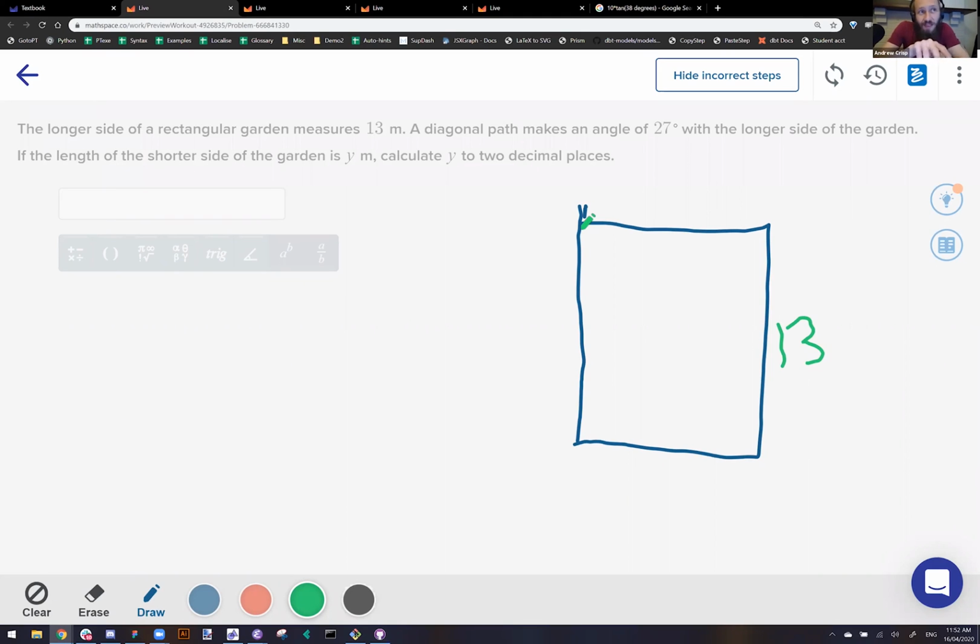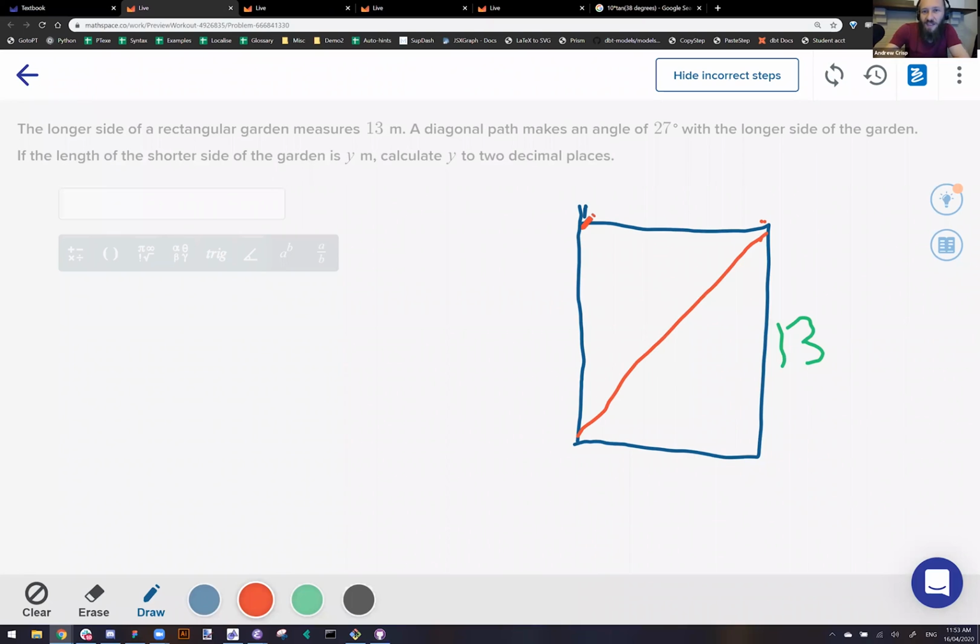Now you might think that sounds ridiculous, but you should talk to someone who does landscaping, they have to do more than just degrees. They have to go down to minutes and seconds just to make sure that everything lines up perfectly. So we got our diagonal path. This is how you get through the garden, one side to the other.